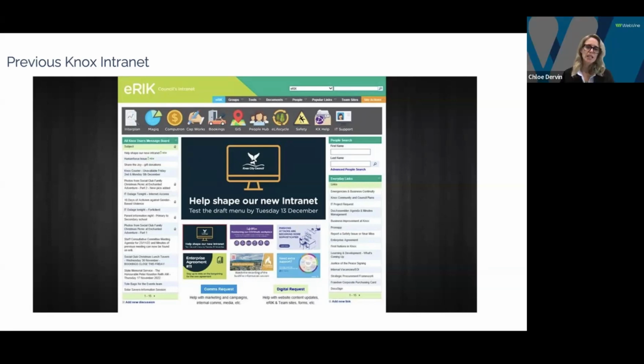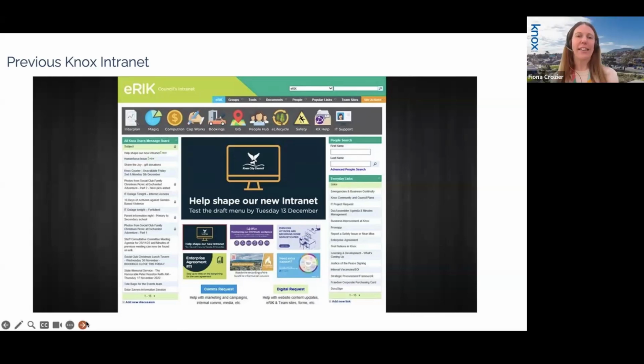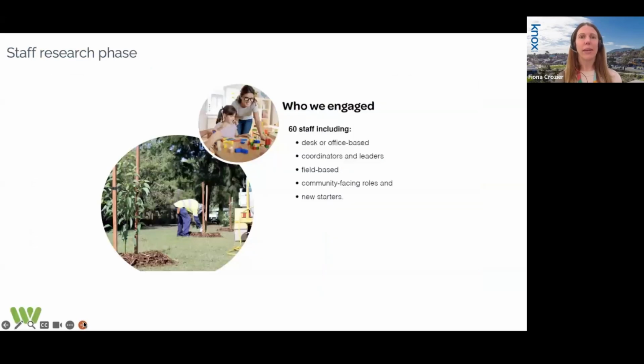And so you did conduct quite a lot of internal research to help you plan the intranet. Hats off to you. That's such a great way to start a project. Could you give us some of the highlights of what you found during that research? Yeah, definitely. As you say, Chloe, it was really important to do that really thorough research at the beginning of the project, to understand what the current state is and what staff experiences were when they were trying to navigate our old intranet.